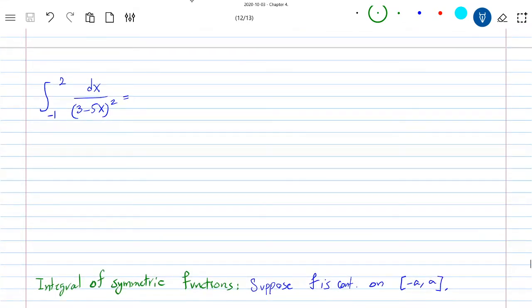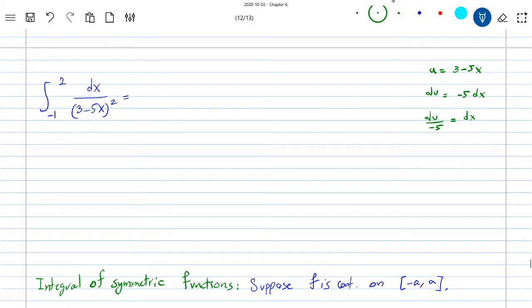Given this integral, you notice that there is an inside function to some power 2. So I'm going to say let u equal 3 minus 5x. du would be negative 5 dx. We can figure out what dx is. dx would be du divided by negative 5.